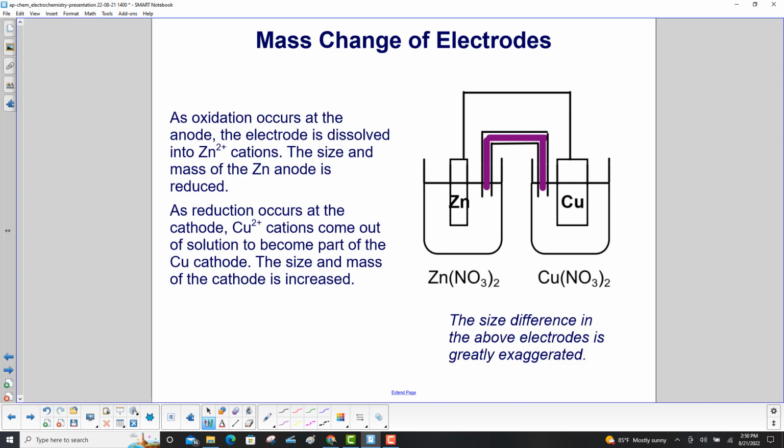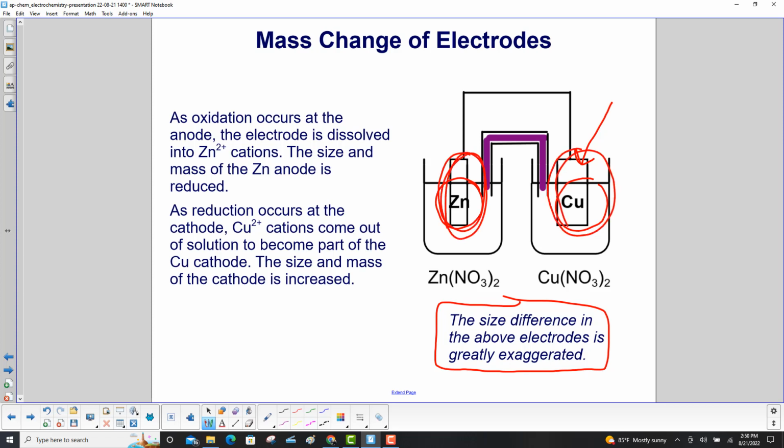As oxidation occurs at the anode, the electrode is dissolved into zinc cations. The size and mass of the zinc anode is reduced. As reduction occurs at the cathode, copper ions come out of solution to become part of the cathode. The size and mass of the cathode is increased. And on this one, the size difference in the above electrodes is greatly exaggerated, right? You can see the zinc really shrinking and the copper getting very much bigger. That's just to make the point.